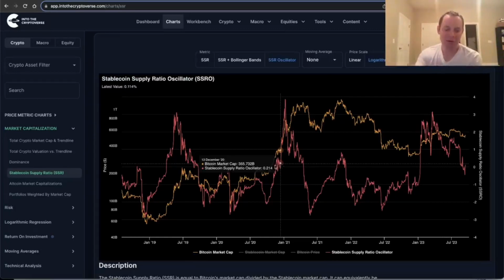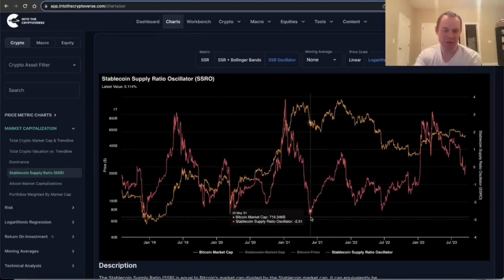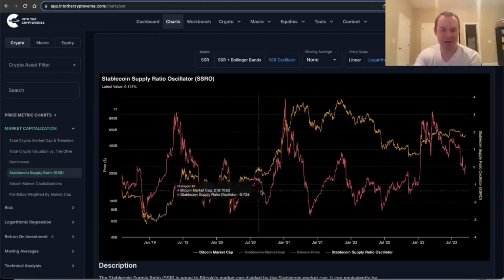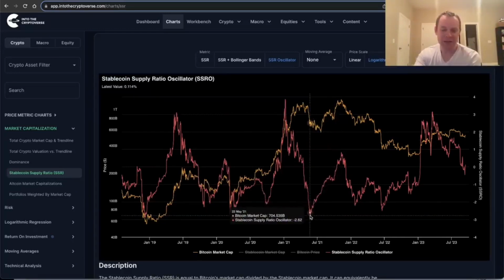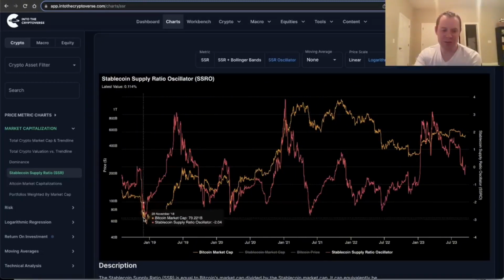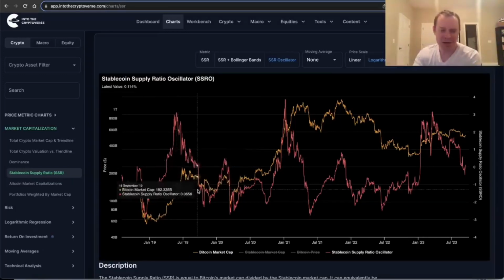But what you'll see here is that the SSRO came down to the same level here in March of 2020 that it came down to in November of 2021. And in both cases, it eventually led to new highs, right? In March of 2020, we basically just started a rally to new highs. In 2021, we of course started a rally to new highs as well once we hit this level. Now, we also hit this level in 2018, but it did not start a rally to new highs, but it did at least start a significant rally where we had a major trend reversal.